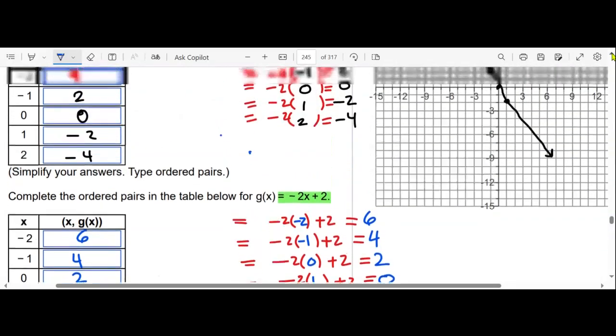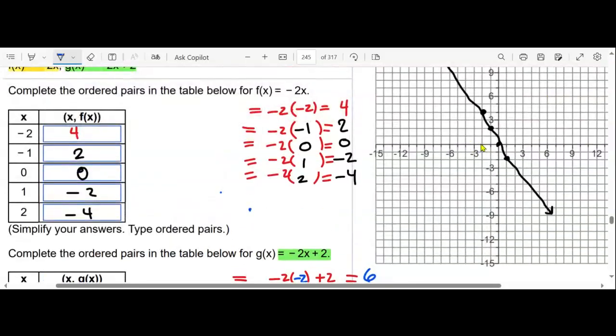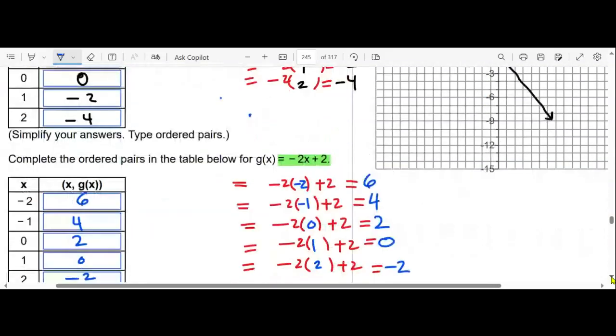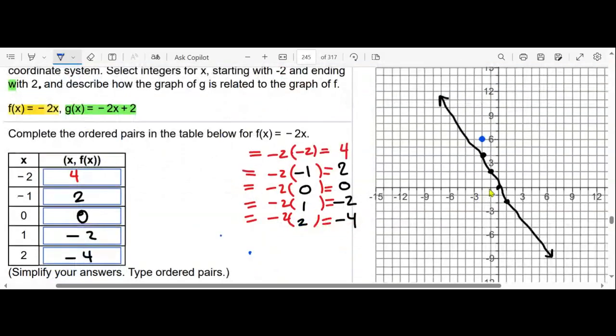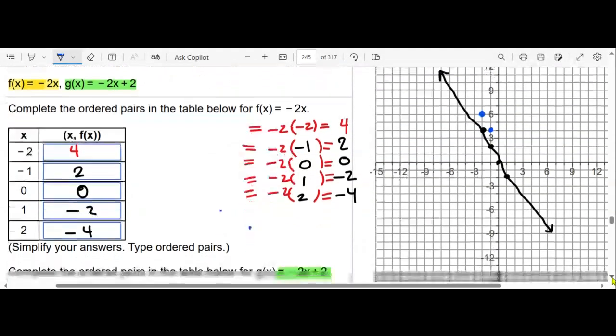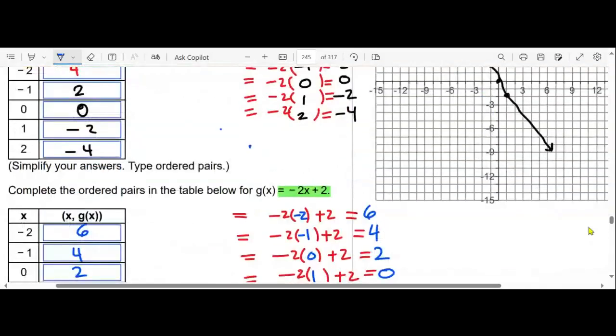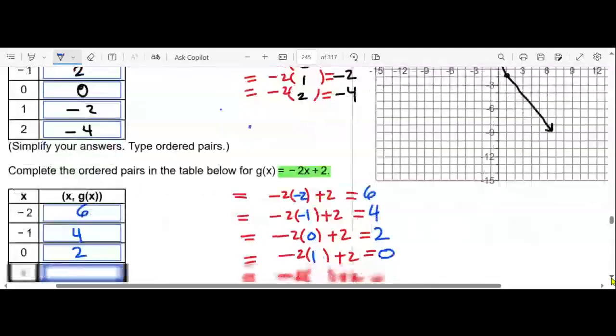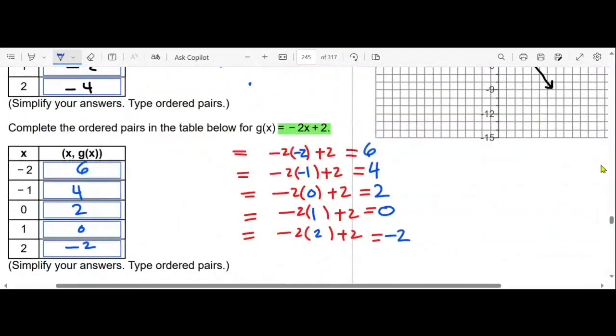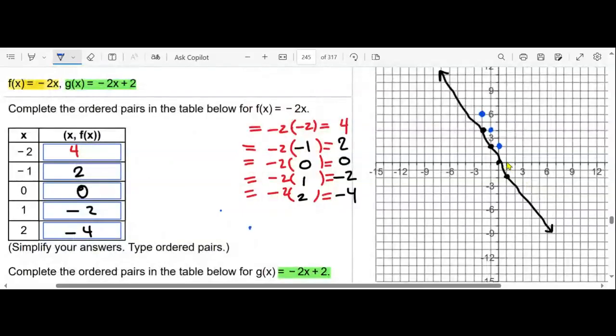-2 and 6. Where is -2 and 6? What's the next number? -1 and 4. 0 and 2. 1 and 0.